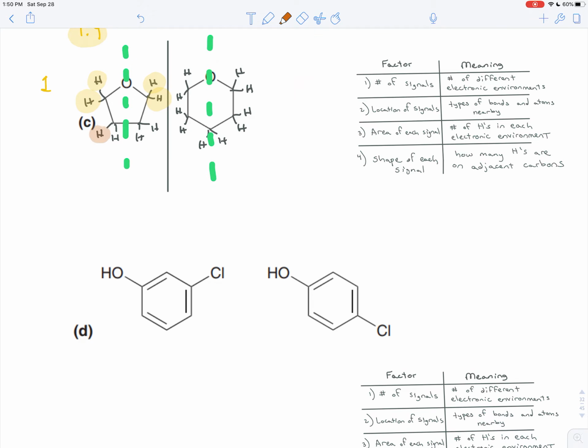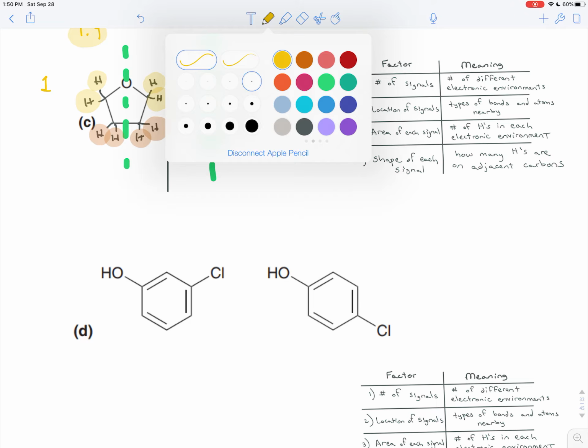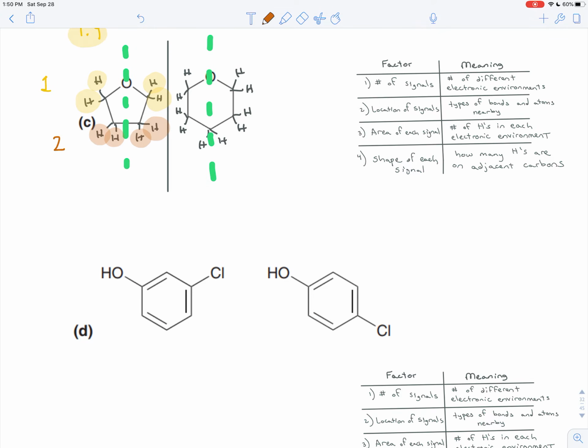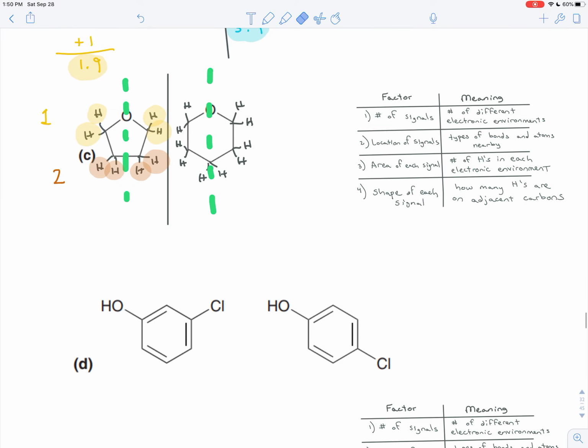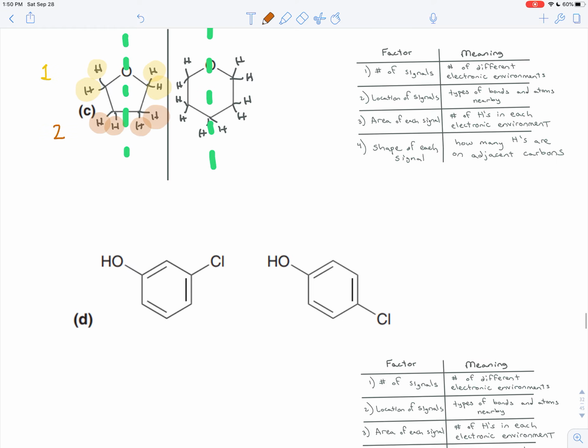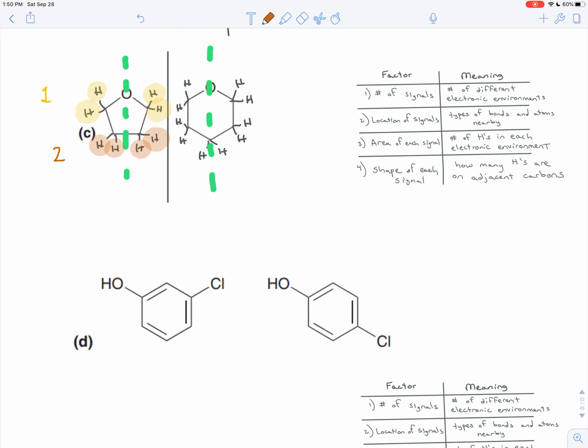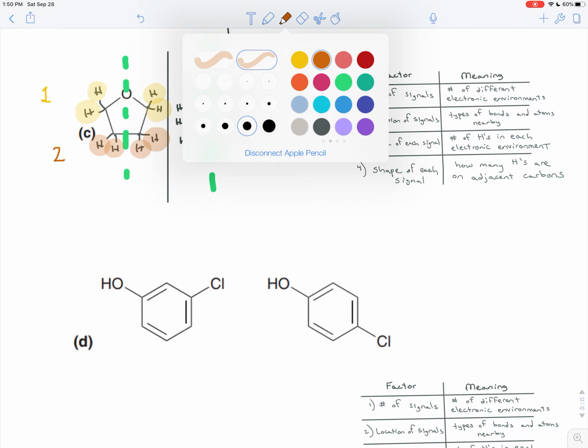For the next ones, these hydrogens are 2 away from the ether, so that's a different electronic environment. And the hydrogens on the opposite side of that plane of symmetry, those are in that same electronic environment, so those will be 2. So we have those 2 signals in that molecule on the left.